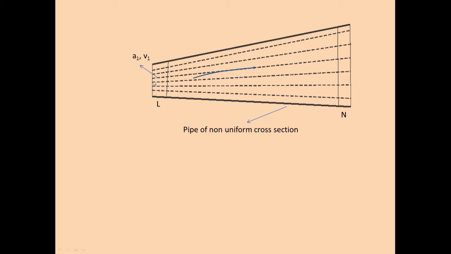Here it is shown big, but in fact we consider a very small time delta t. So the liquid will flow. So that area of cross section is A1. Velocity is V1. Similarly, here also area of cross section is A2, velocity is V2. We observe the liquid and the corresponding data for a small time interval delta t.